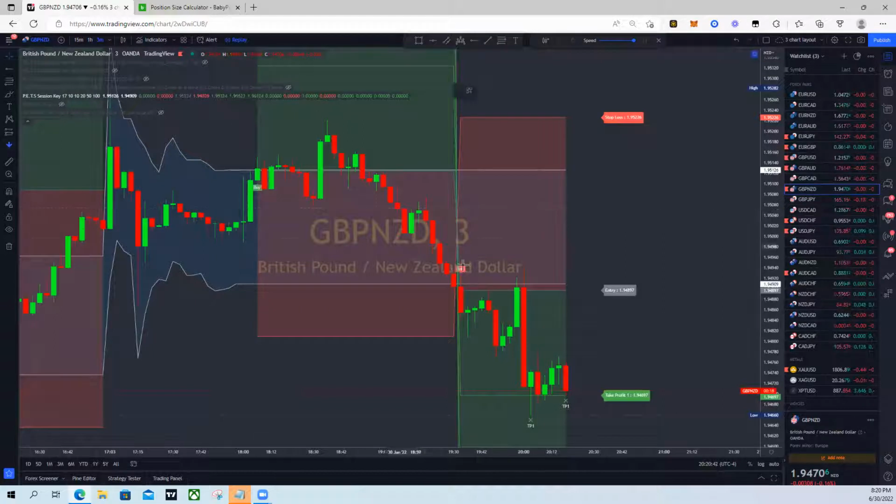GN. Sell. Lower time frame, 1 minute chart has an easy trend channel.